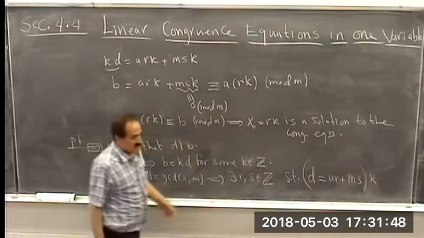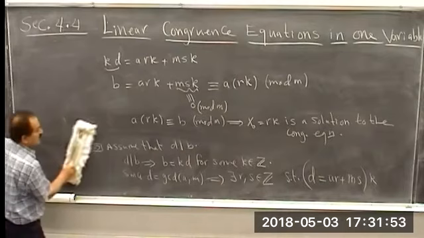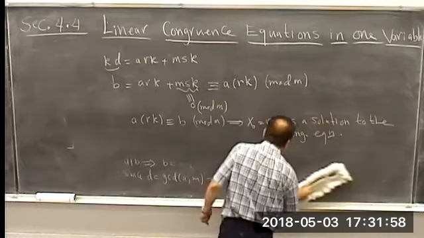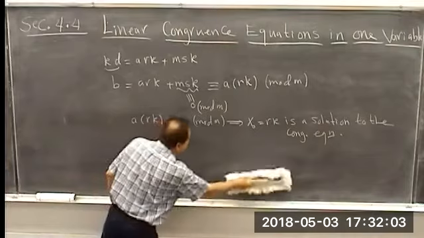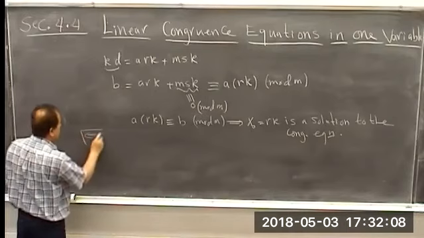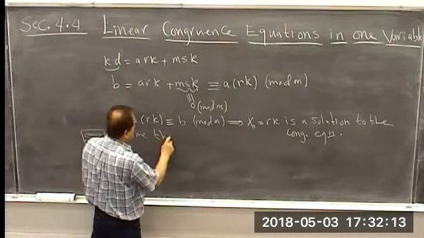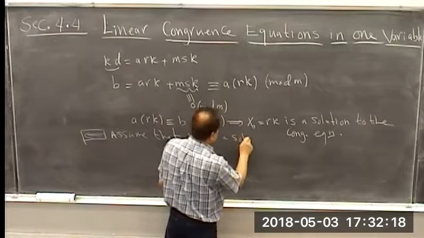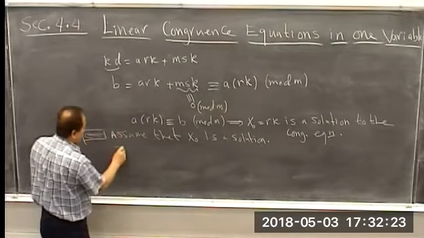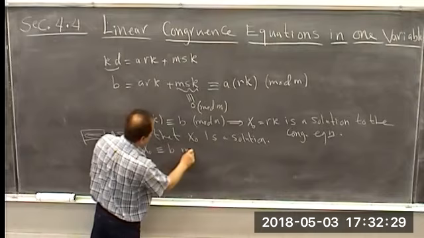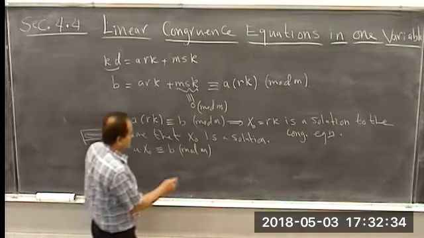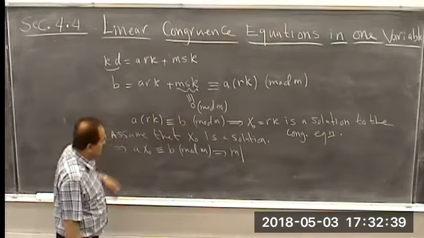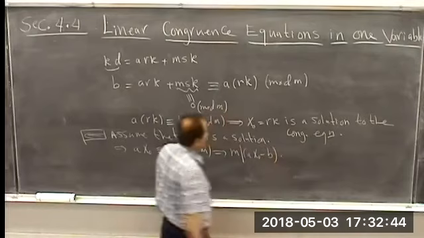Let's go the other way around. Let's assume that we have a solution and show that the greatest common divisor divides b. Okay, so we're going this way. Let's assume that x sub 0 is a solution to the congruence equation, and this implies that a x sub 0 is congruent to b mod m, and this implies that m divides this difference.